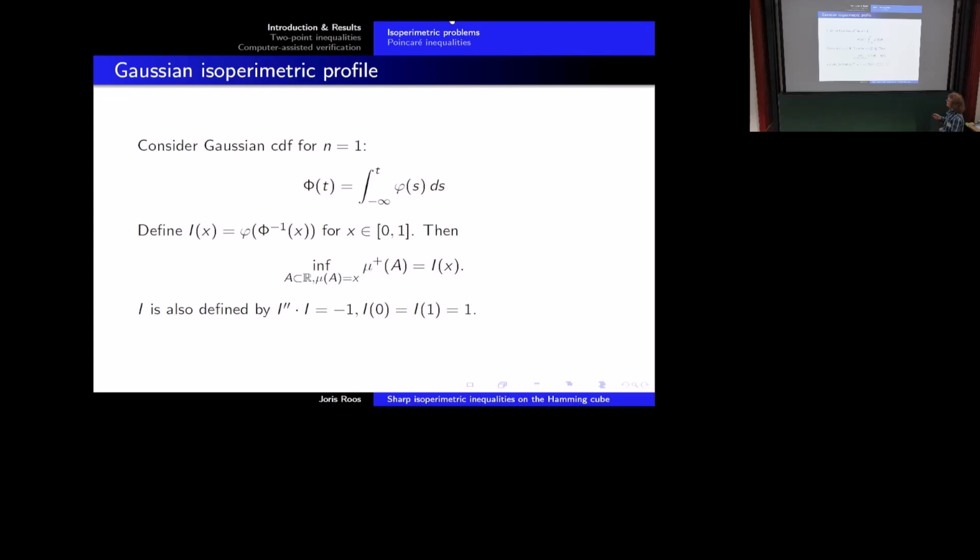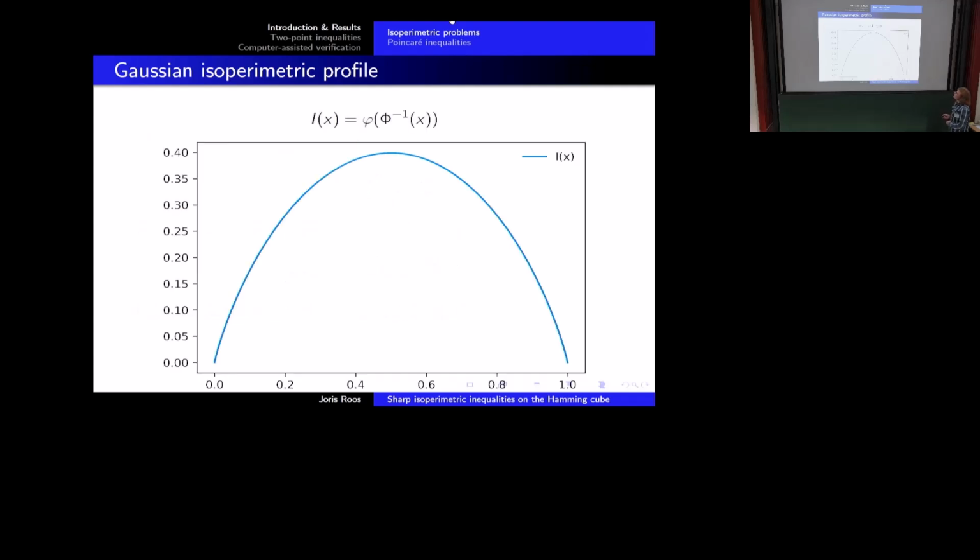special property. Its second derivative multiplied by itself gives you -1. So it solves this funny second order differential equation, and at the endpoints 0 and 1, it gives you the value 0. Okay, this is a typo, this should be 0. And this is the plot of this function.